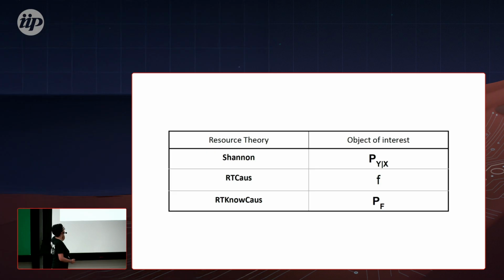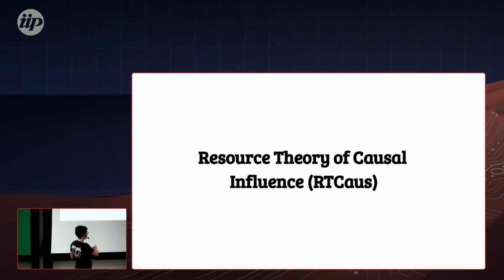And then here's a summary. So in the case of Shannon theory, the object of interest is the conditional probability distribution P of y given x. For the resource theory of causal influence, it is the function, and for the resource theory of knowledge of causal influence, it is the probability distribution over functions. Okay, now let's go to them.